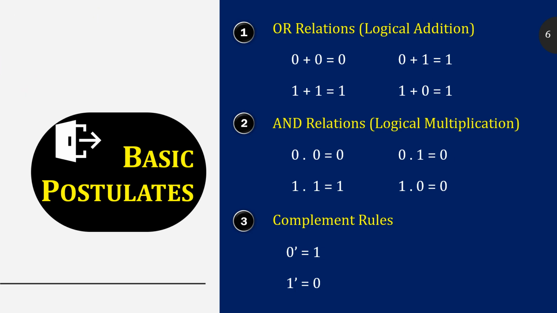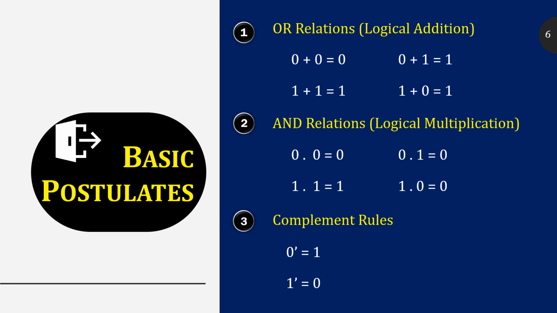Boolean algebra, being a system of mathematics, consists of fundamental laws upon which the theorems of Boolean algebra are based. Okay, and these fundamental laws are known as the basic postulates of Boolean algebra. Now let's look into the basic postulates of Boolean algebra. The first one is OR relations, also called the rules for logical addition. The various rules are 0 + 0 = 0, 0 + 1 = 1, 1 + 0 = 1, and 1 + 1 = 1.